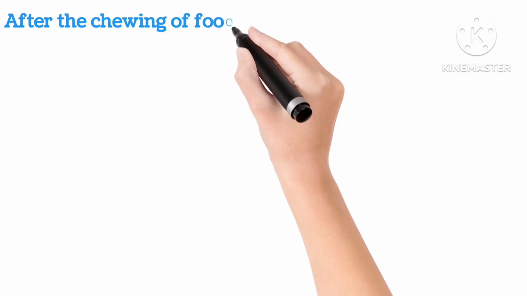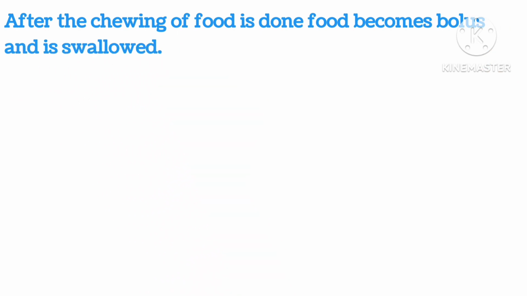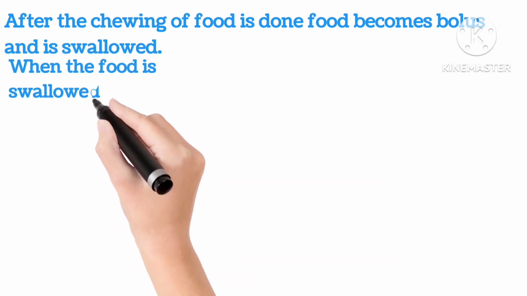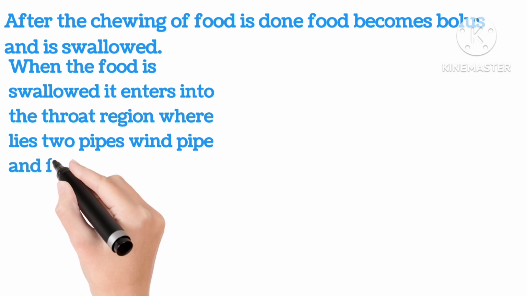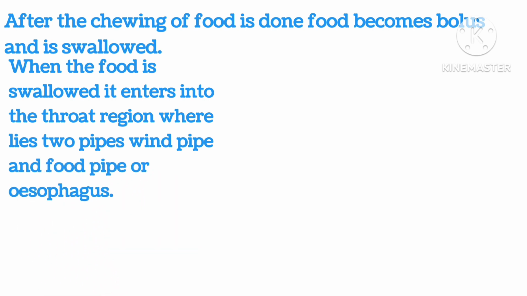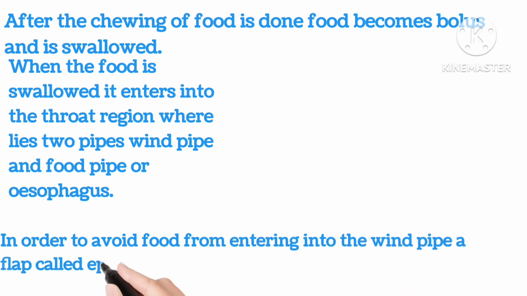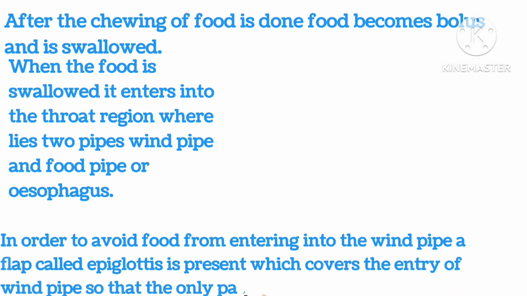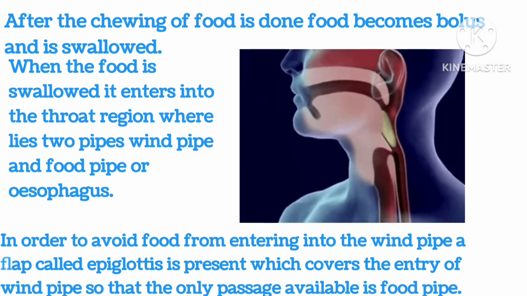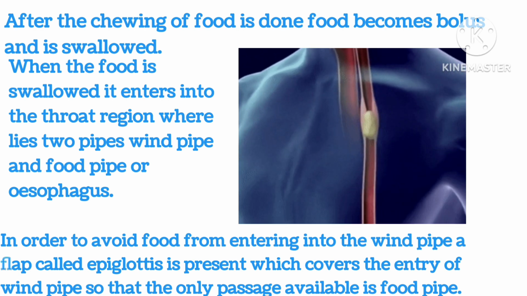After the chewing of food is done, food becomes bolus and is swallowed. When the food is swallowed, it enters into the throat region where lies two pipes, windpipe and the food pipe or the esophagus. In order to avoid food from entering into the windpipe, a flap called epiglottis is present, which covers the entry of windpipe so that the only passage available is food pipe. You can see the epiglottis covering the windpipe so that food passes directly into the esophagus.